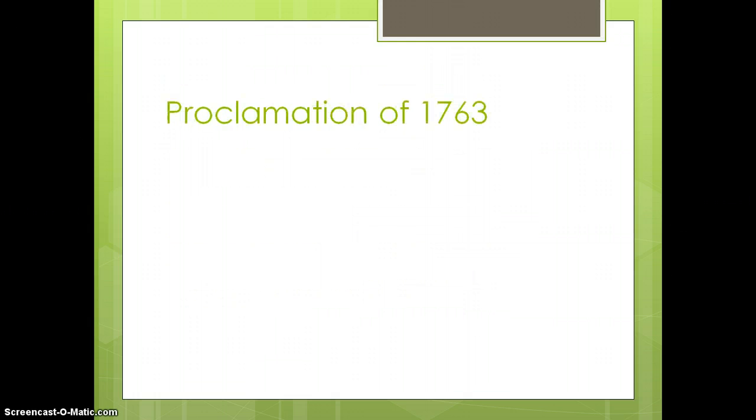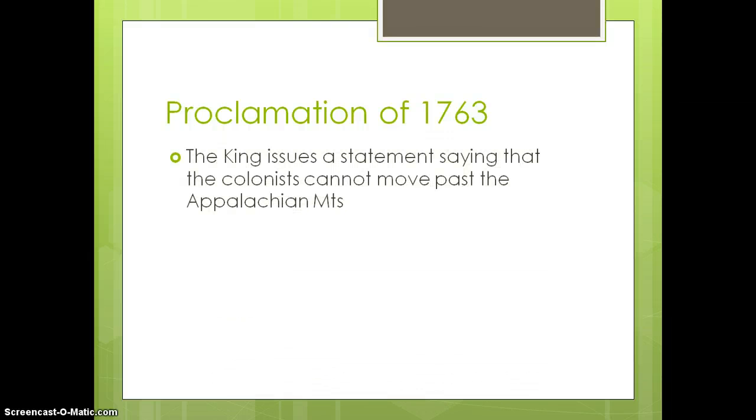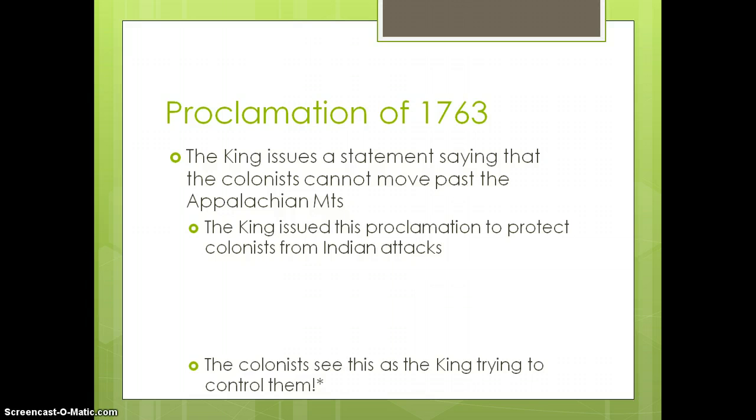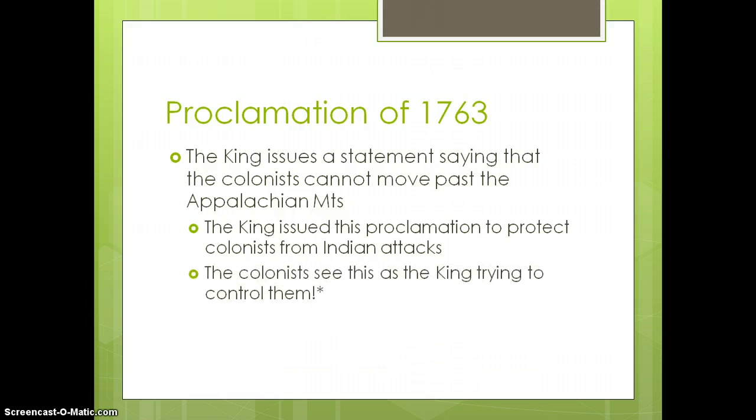The next cause of the American Revolution is the Proclamation of 1763. We know that the king issued a statement saying that the colonists cannot move past the Appalachian Mountains. And he did this to protect the colonists from Indian attacks. That's what he said. Whether or not that's actually true is another case. The colonists see this not as protection, not as something that is valuable and worth something, but they see it as the king is trying to control them like a mean parent would.